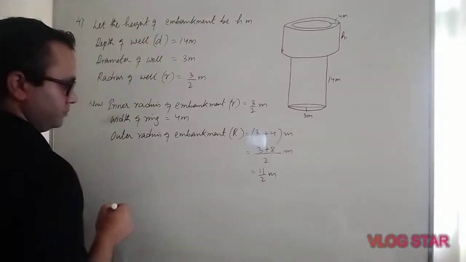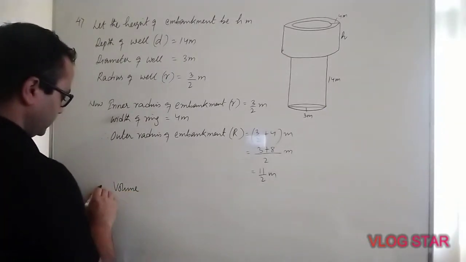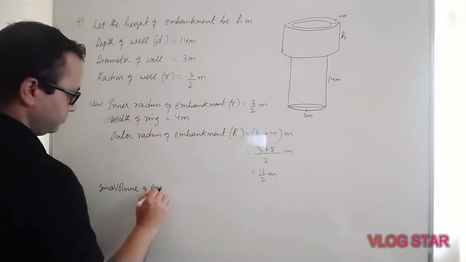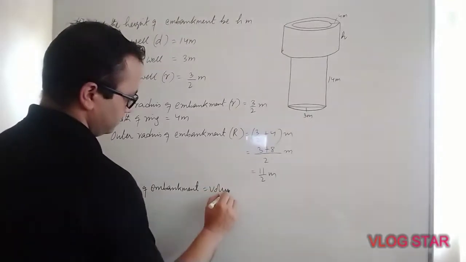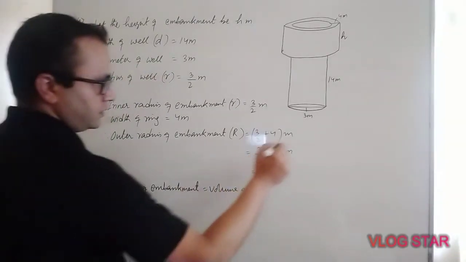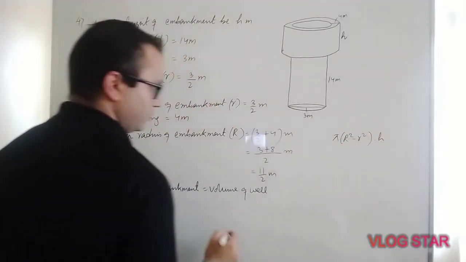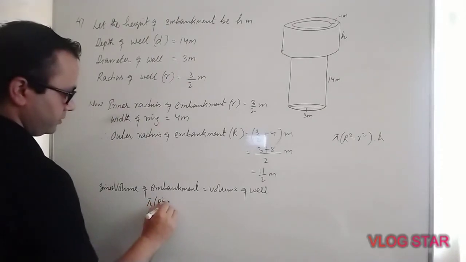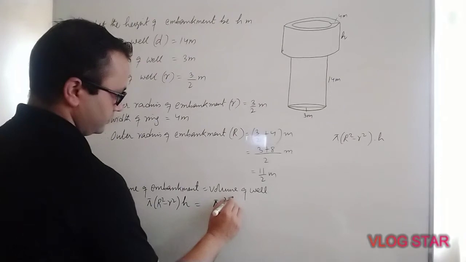Now comparing, volume of embankment equals volume of well. Since volume of embankment equals volume of well. The volume of the concentric cylinder is pi into R square minus r square into h. So pi into R square minus r square into h equals the volume of well, pi r square h, that is D.